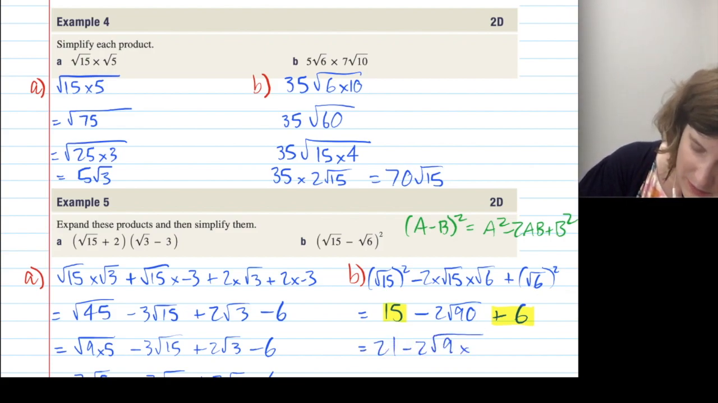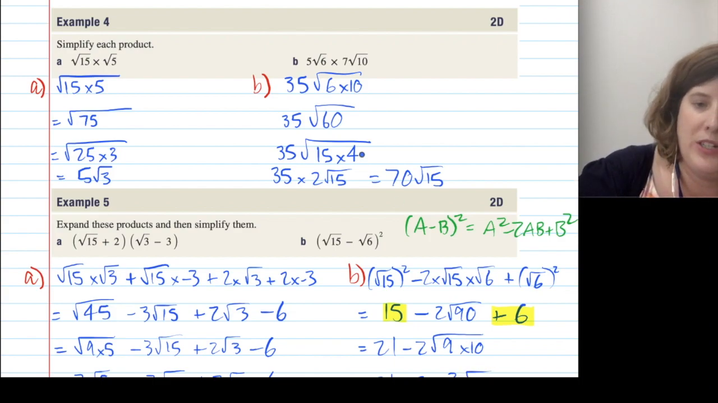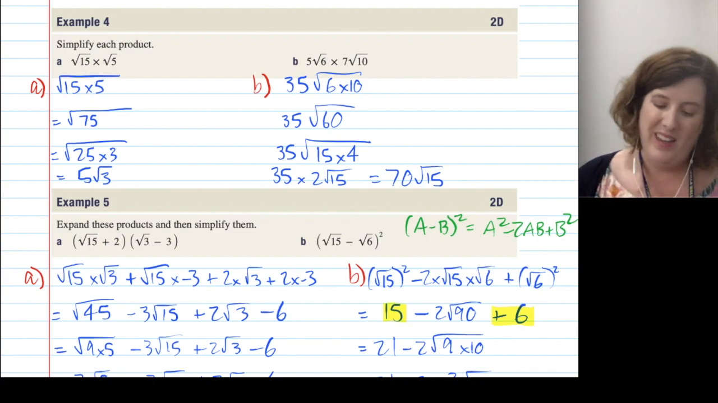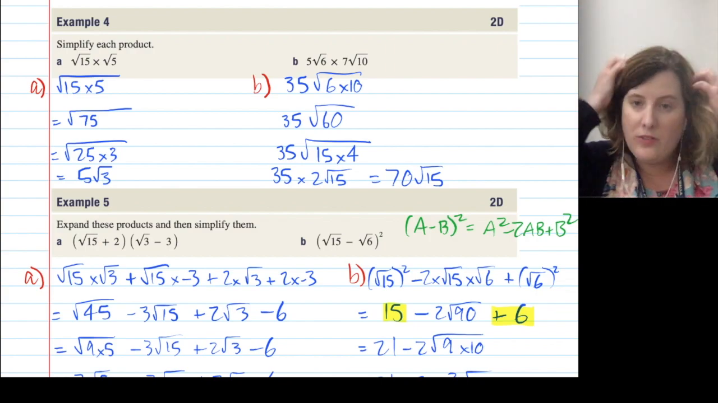Well, that's 9 times 10. 21 take 2 times, and root 9 is 3. And the 10 stays under the square root. Which means I've got 21 take 2 times 3 is 6 root 10. That's it. It's fairly simple maths, actually. You've done a lot harder stuff.